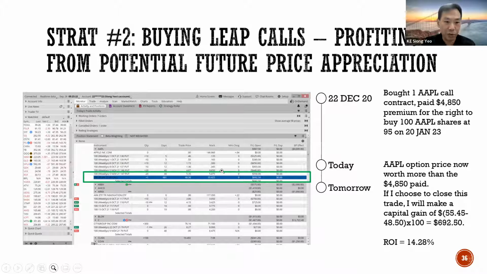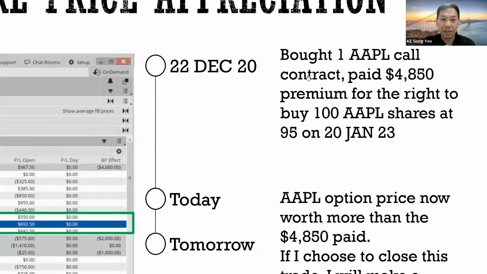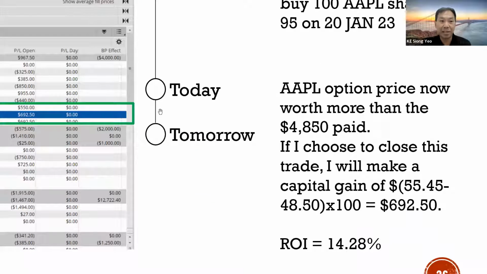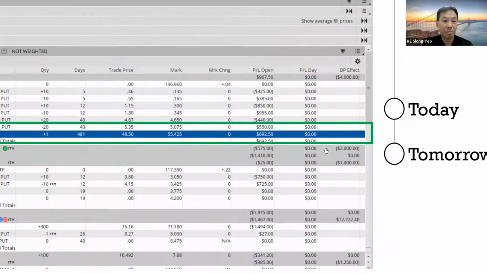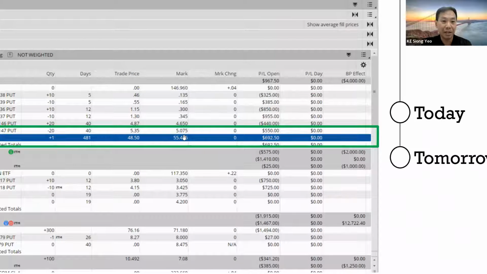Let me just zoom in to see. So this is the exact example. On 22nd of December last year, I paid this amount. That gives me the right to buy 100 Apple shares at the price of $95 on or before this day. Now today, the Apple option price is more because the underlying price has gone up. My option price has become more attractive. Of course, this screenshot is a bit dated. Based on the latest screenshot it is $67, right? So my profit, I'm actually sitting on a paper profit of 1,925, so a little shy of 2,000.